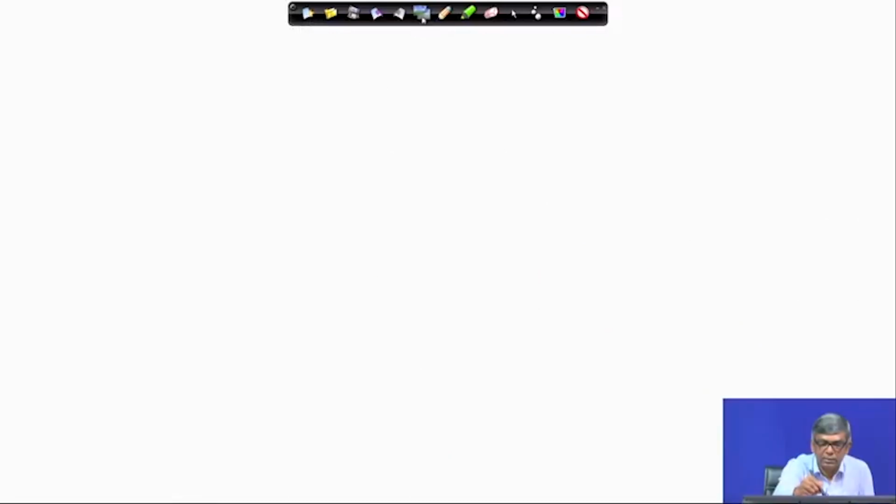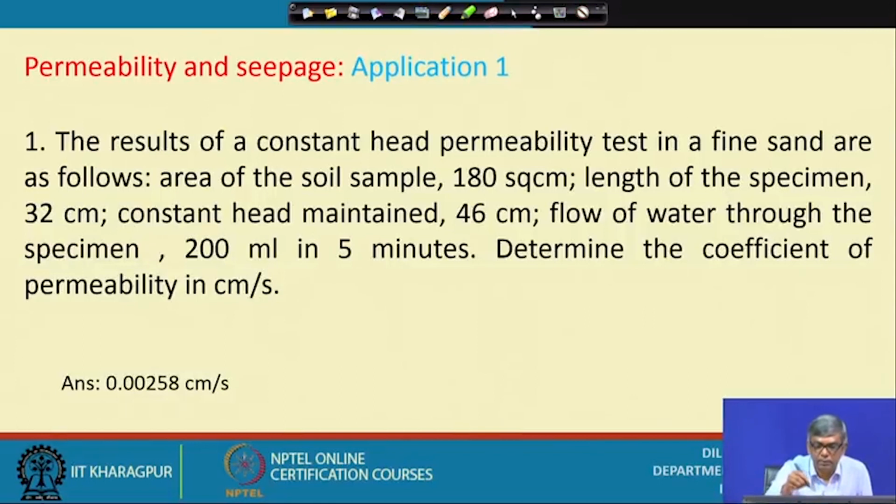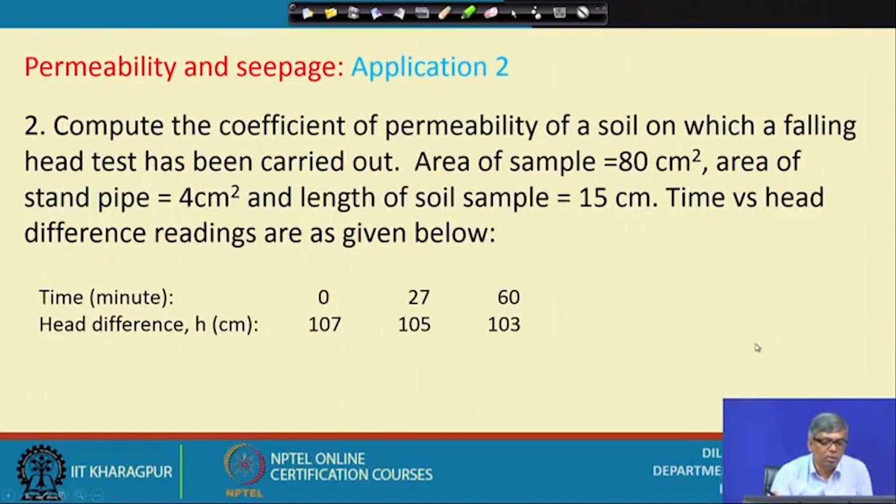Now, let us go to the second problem, that is application 2. Compute the coefficient of permeability of soil on which a falling head test has been carried out. Area of sample 80 centimeter square, area of standpipe 4 centimeter square, and length of soil sample 15 centimeter. Time versus head difference readings are as given below. That means, at time 0 head was 107, after 27 minutes head was 105, after 60 minutes it is 103. These are the readings taken.